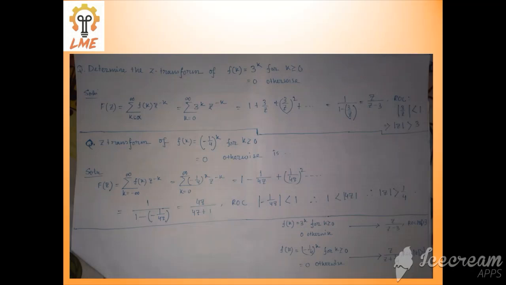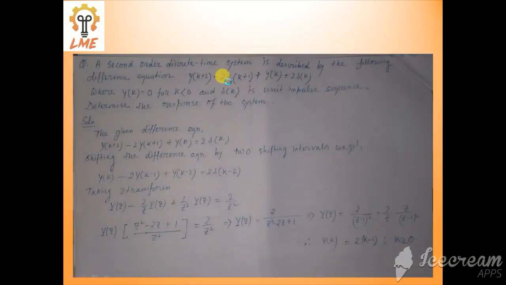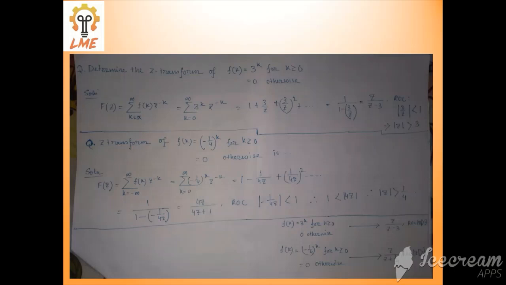See, this is a discrete sequence and you are asked to perform the Z transform. Now you can blindly apply the formula.